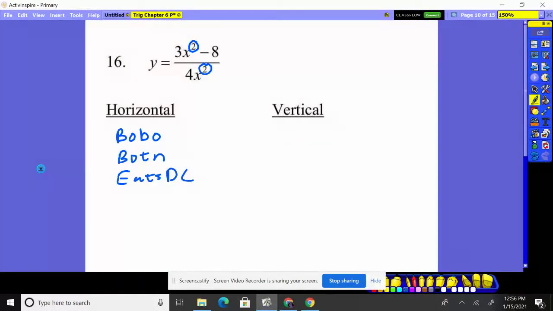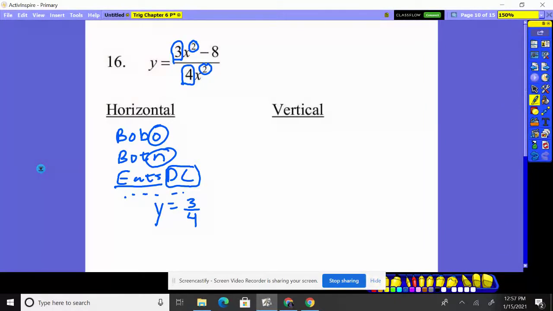Each are 2. So it's either bigger on bottom. If so, then it's 0. Well, that's not. It's either bigger on top, which means there's not 1, or exponents are the same, which is this situation. DC says divide the coefficients. Those are the numbers out in front. So we're going to have a horizontal asymptote at y equals 3/4.